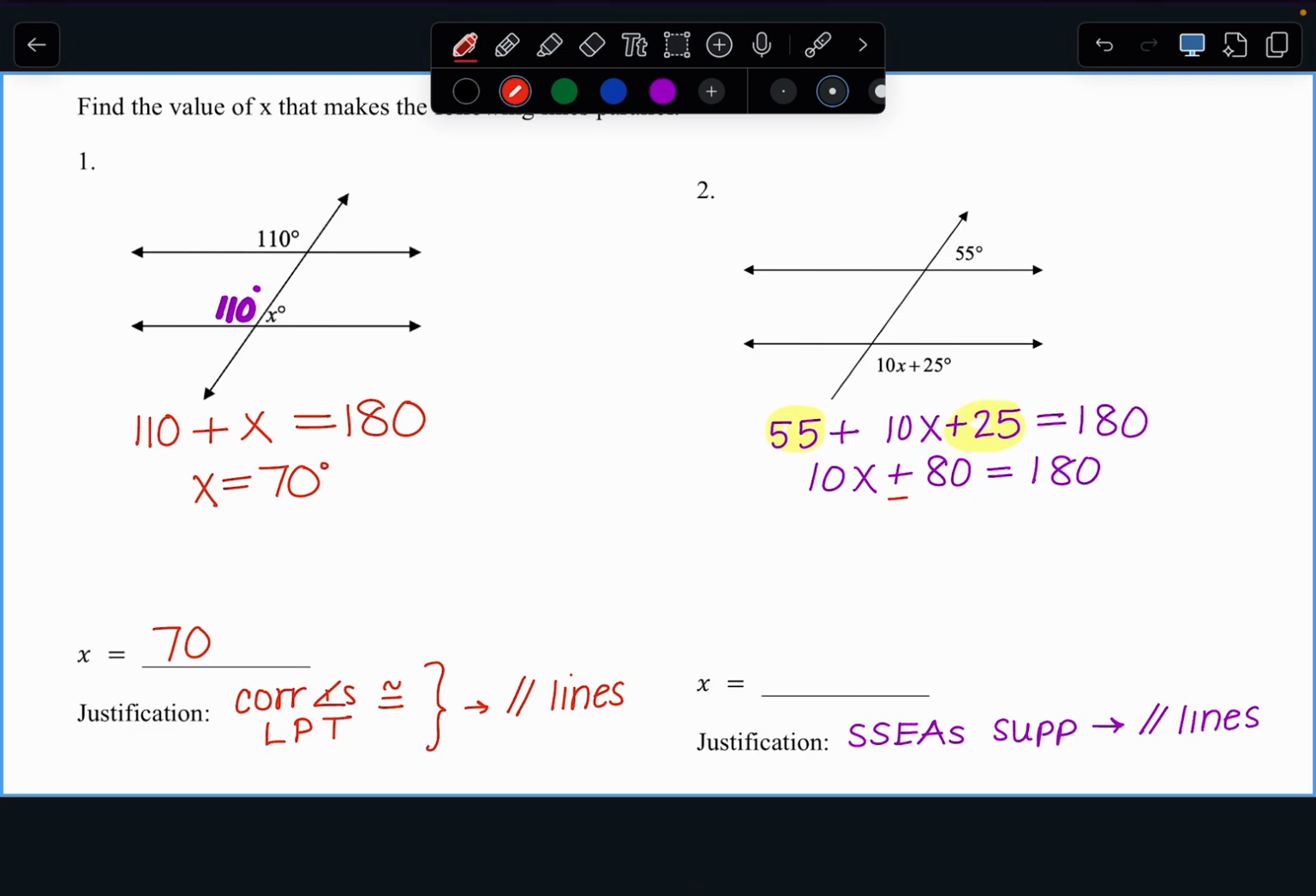To get x by itself, we want to remove the piece that does not have any x's to the other side. So 10x equals 100. So what does x equal? 10. Questions so far?